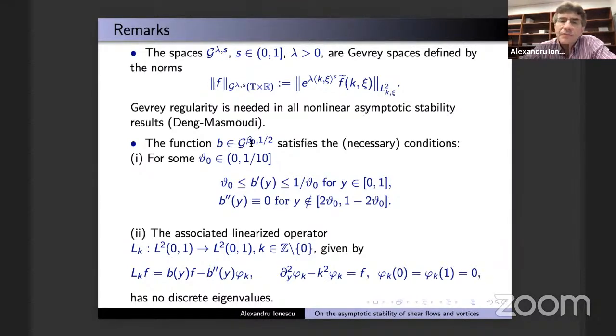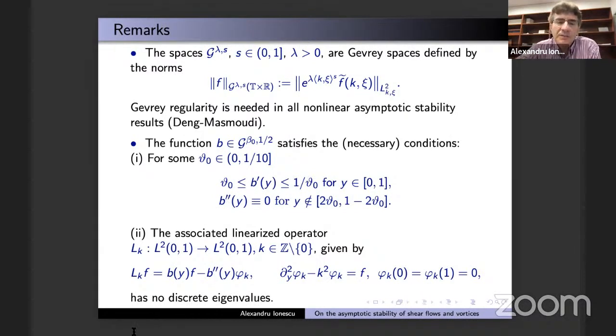Now, the more important condition is the condition on the shear flow B that allows for this theorem to hold. So the conditions that we have here: B is smooth according again to the Gevrey spaces, B is monotonic, so B prime is controlled by a constant. Now B double prime has to be zero at the boundary, so B is linear at the boundary. This condition is important because you're in a bounded channel, and we need to keep the vorticity supported away from the boundary, otherwise we would have the boundary effect.